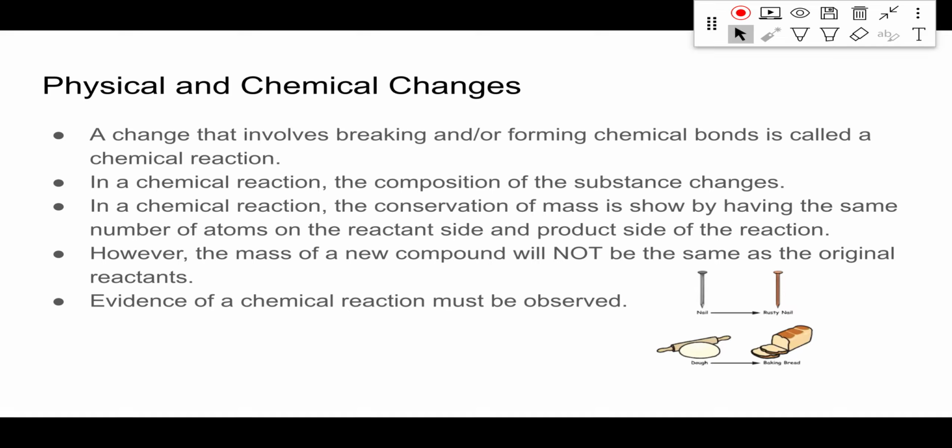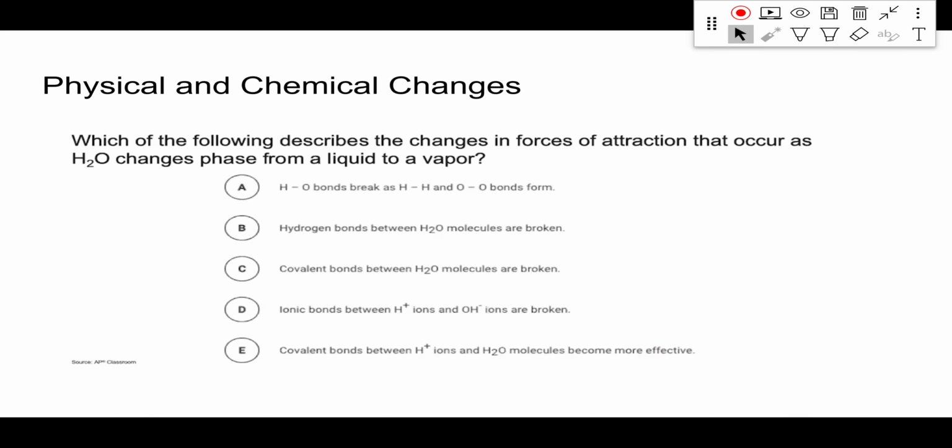With cooking, my left picture is dough. My right picture is bread that has been baked. Again, with cooking, that process, when there is a color change, that is often going to be a chemical reaction that's happening. So let's read through a few AP style questions.